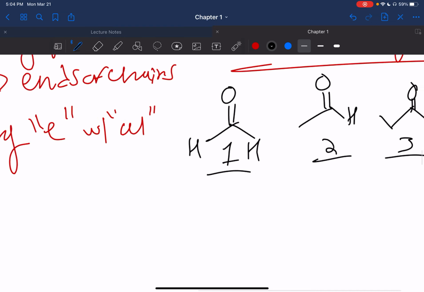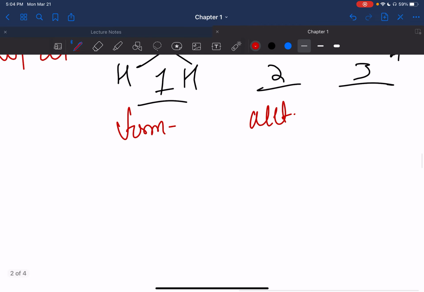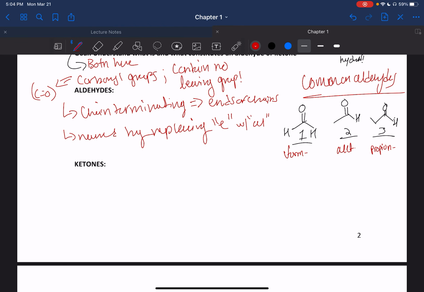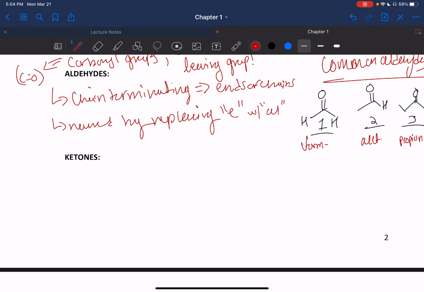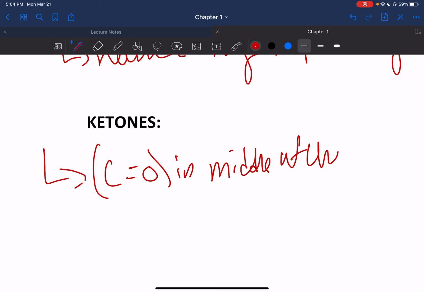Now, if you notice, they just follow simple names: formaldehyde, acetaldehyde, and then propionaldehyde. Ketones contain a carbonyl in the middle of the chain, so C double bond O in the middle of the chain.